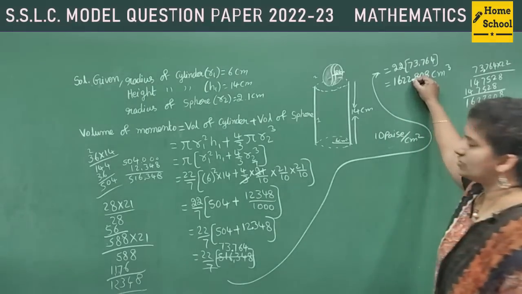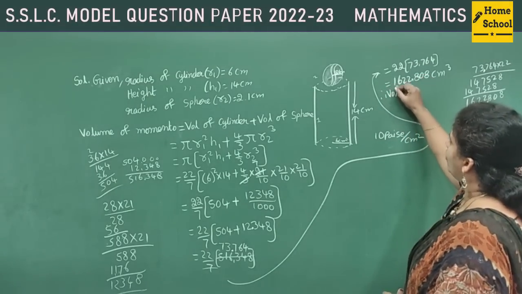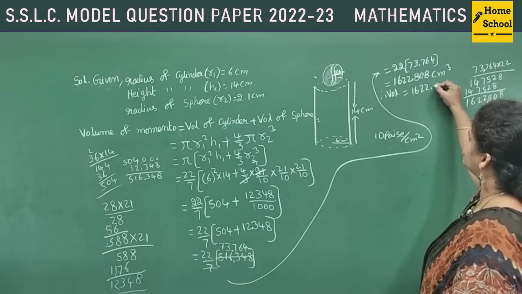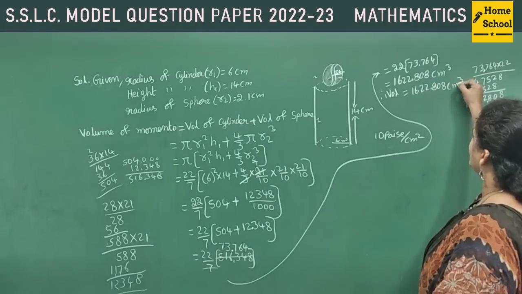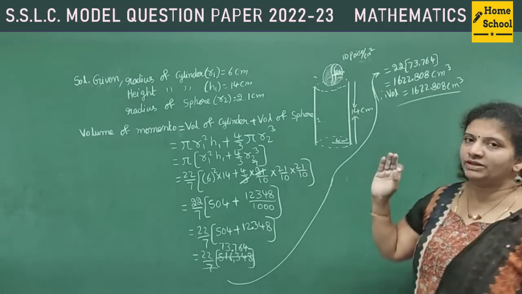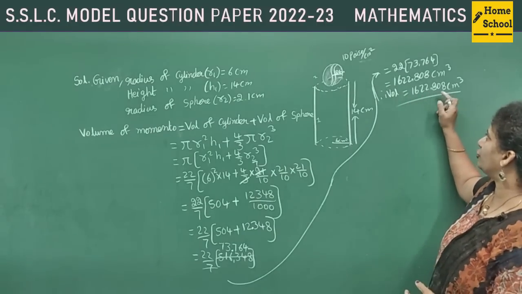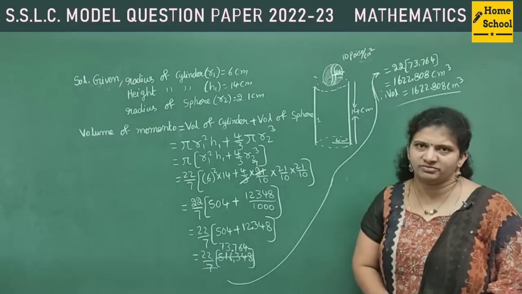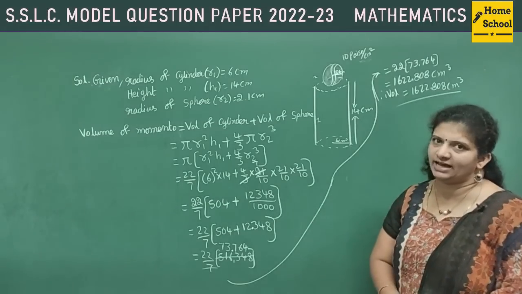So therefore, what can you write here? Therefore, volume of the metal memento is equal to 1622.808 centimeter cube. With this, half of the problem is completed. We have one more half, that is another sub question asked.